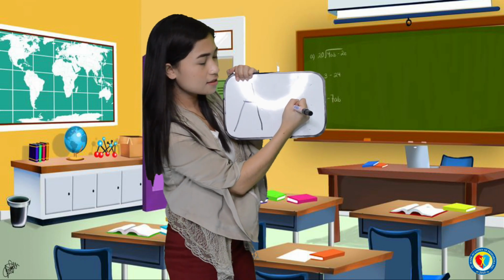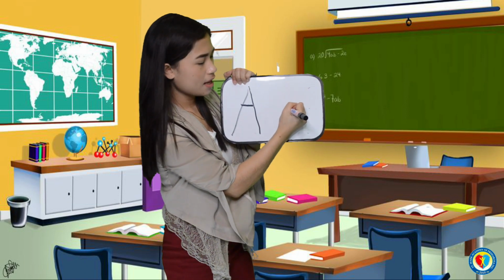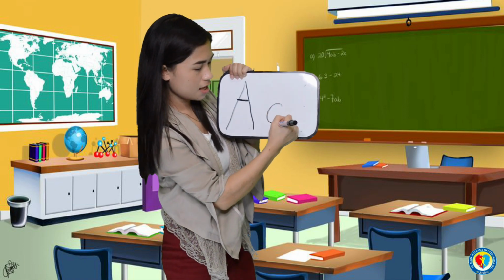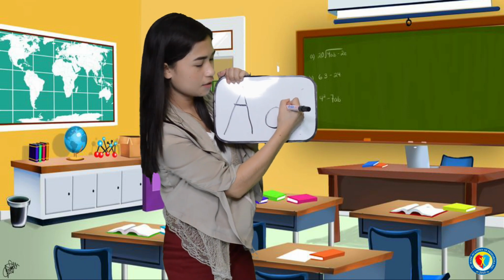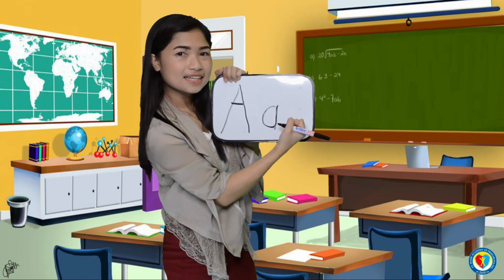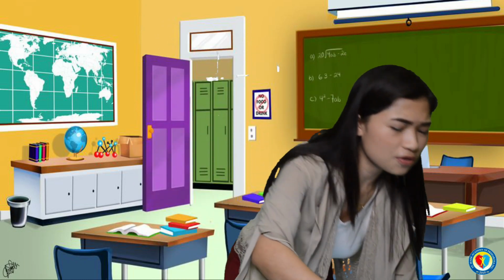Let's start from the middle and make a small round here. And then make a small line and go down to the bottom. Good job! Now did you know the sound letter A makes?